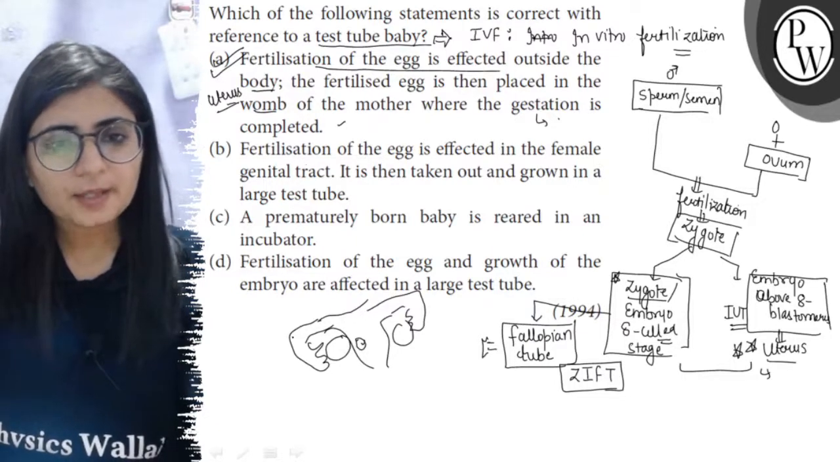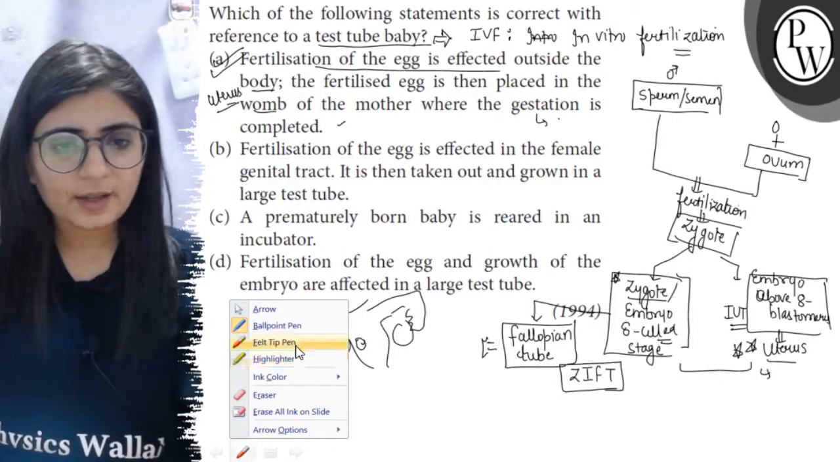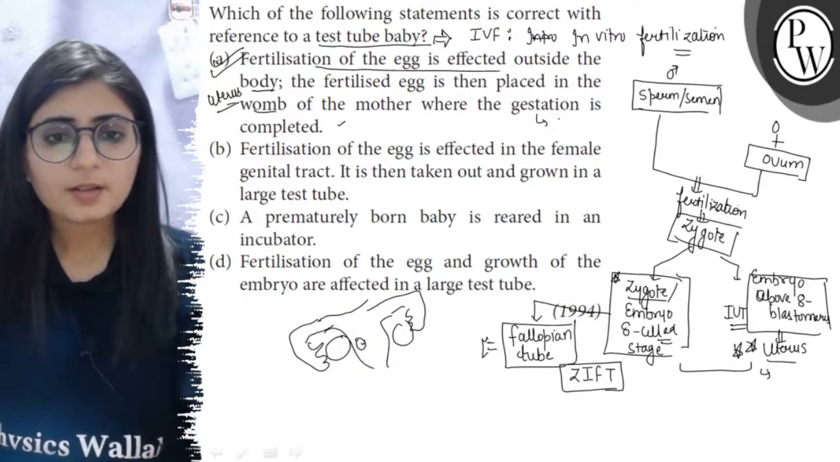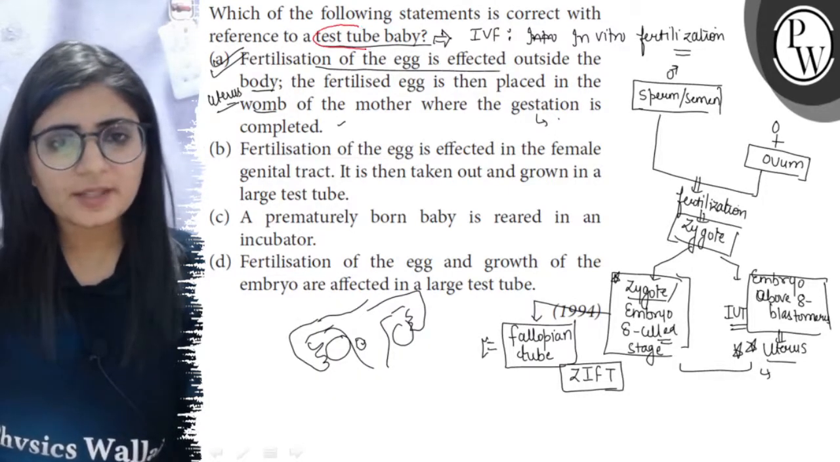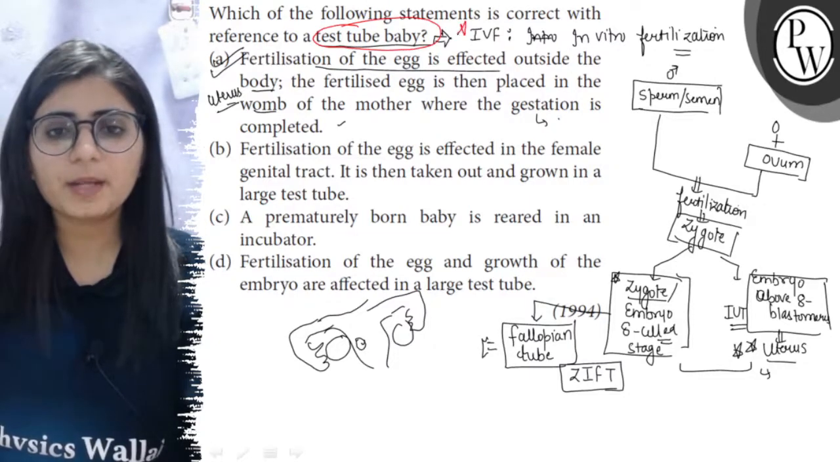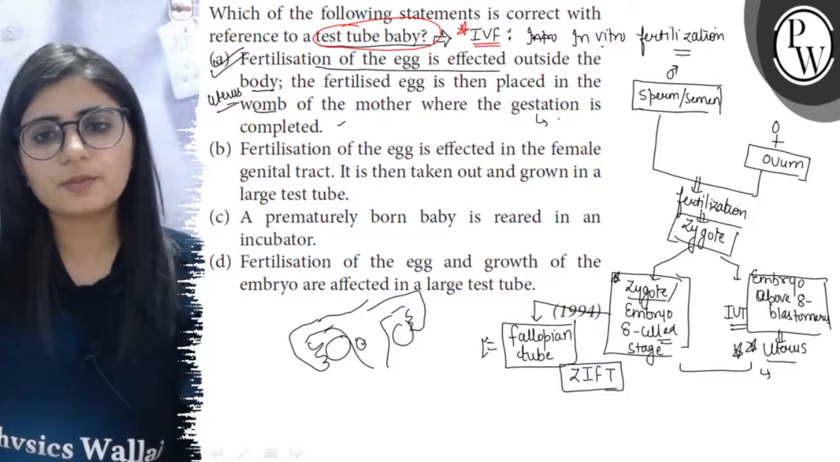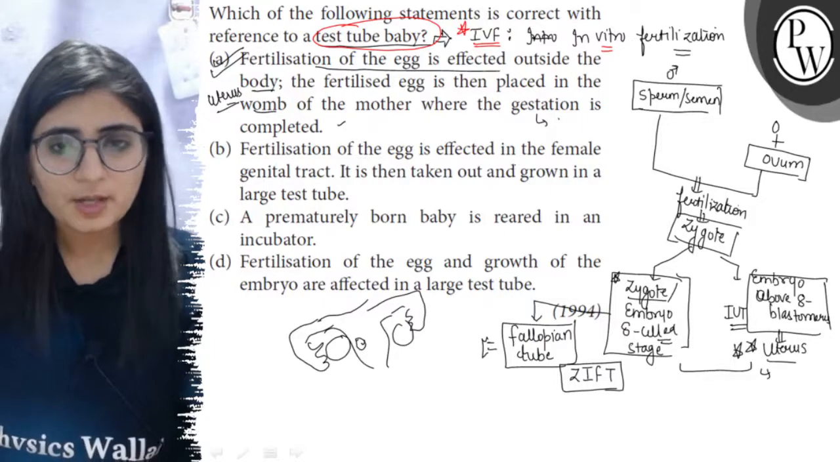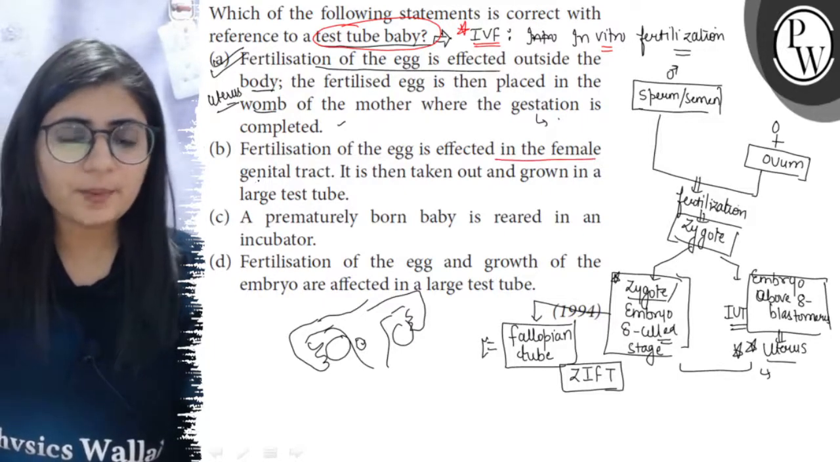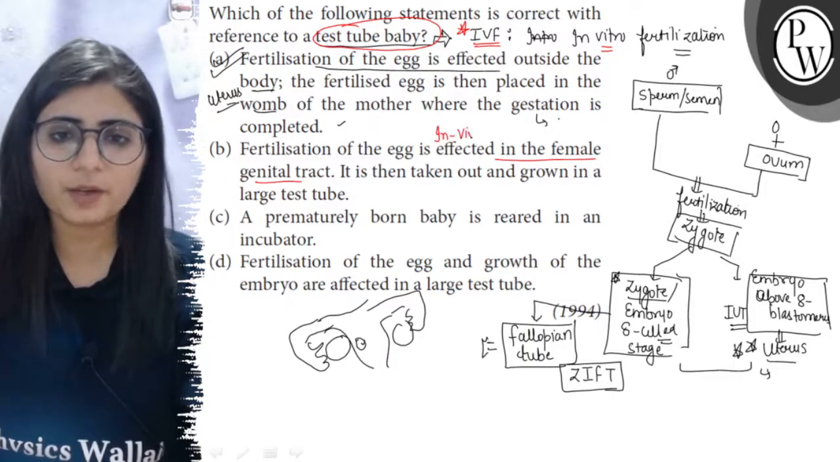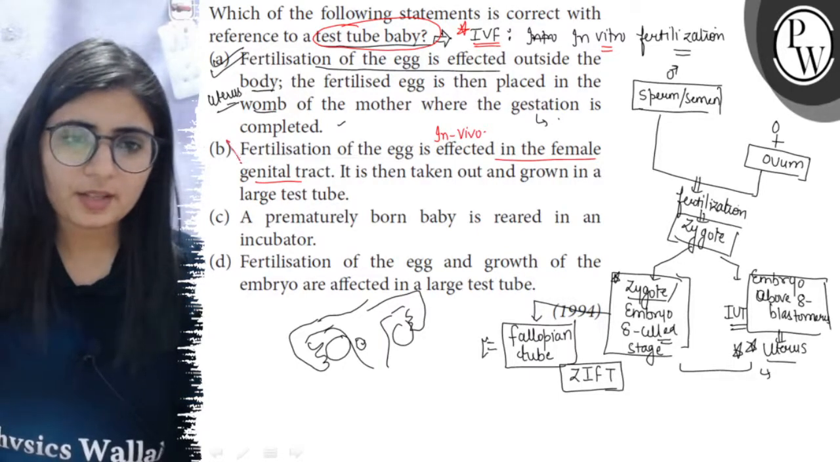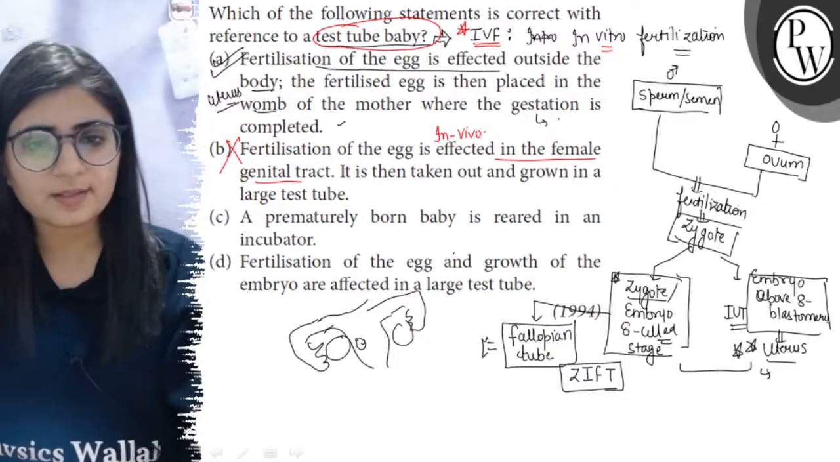Second option is fertilization of egg is effected in the female's genital tract. So this is not the case with test tube baby, because test tube babies are the babies which are formed by in vitro fertilization. But if the fertilization is taking place in female's genital tract in the fallopian tube, it will be the in vivo fertilization. So this is not the case of test tube baby program, so it is discarded.